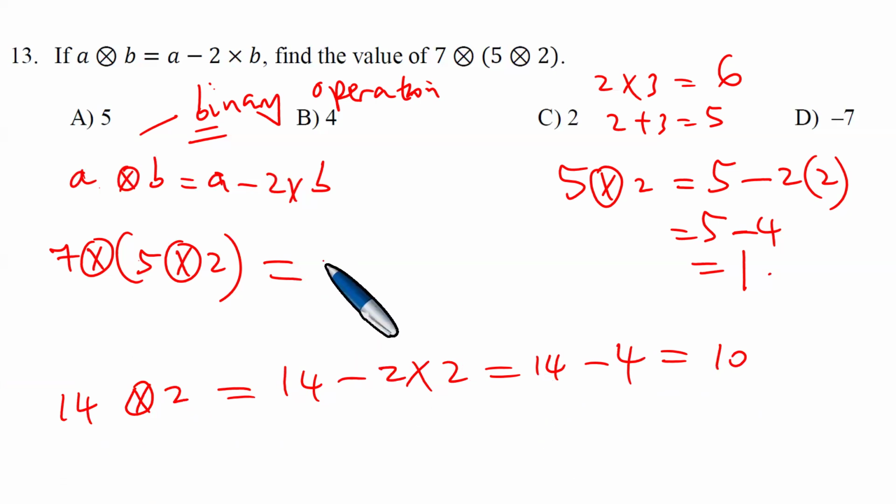Okay, let's come to the problem that they gave us. So now they said we must do this one. To do this one right now, we're going to proceed as follows. So we have 7 cross, in brackets, 5 cross 2.